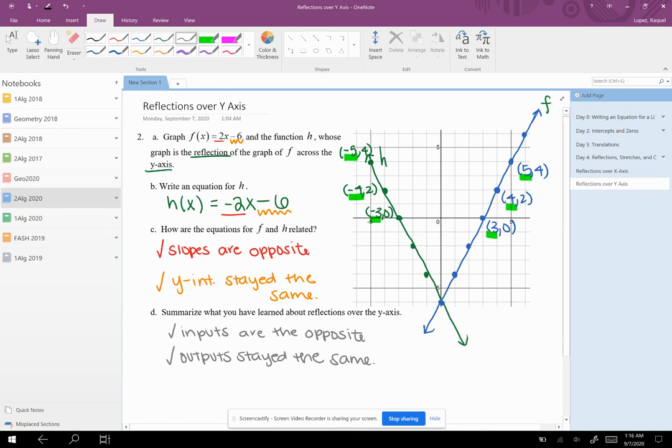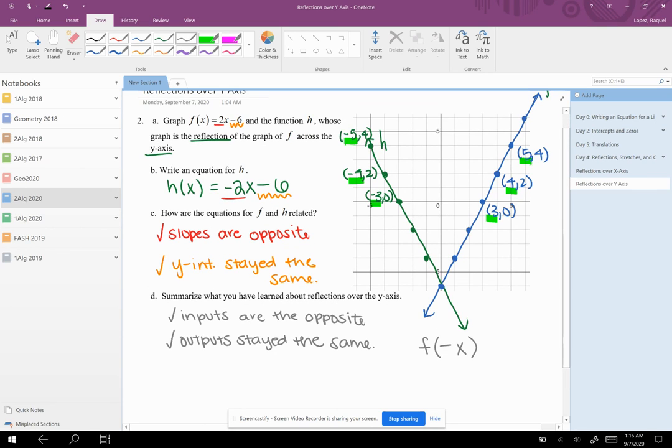Okay, so if we want to show this change in an algebraic way of writing this, well, we know that whenever we want to change our inputs, we change the things that are inside our parentheses, and since the inputs are the opposite, we would write -x. Okay, so if we're trying to show this whole change, we would say that h of x is the opposite of the inputs of f of x. And there's our rule. So this would show us a horizontal reflection, or another way of saying that is a reflection over the y-axis.